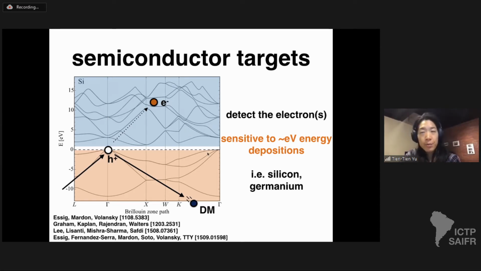The band gaps for semiconductor targets, for example silicon and germanium, are roughly an eV in scale. So this is an order of magnitude smaller than the amount of energy needed for the noble liquids. And as a result, you can probe lighter dark matter masses. It's a similar argument to why dark matter nuclear scattering couldn't go lower in mass. Noble liquids also have a lower mass limit, and likewise semiconductors will have a lower mass limit.